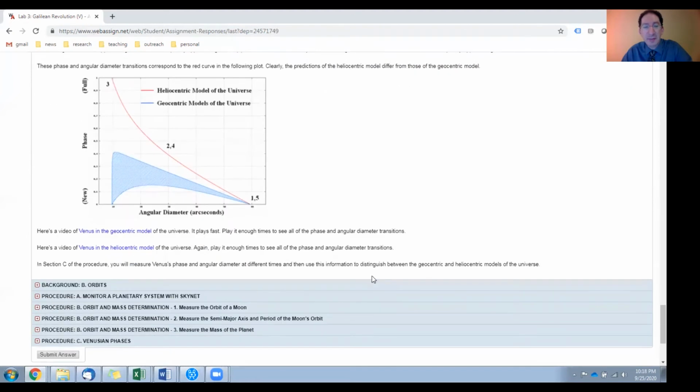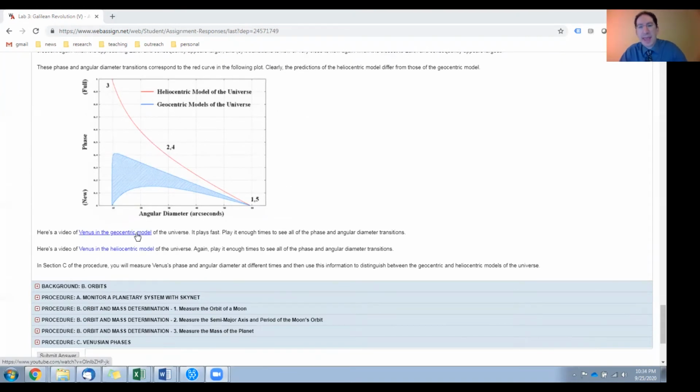So in part C of this lab, you will be measuring the phase of Venus and the angular diameter of Venus for various points in its orbit, and you're going to see where those measurements fall on this plot. If they fall in the blue region, we live in a geocentric universe. If they fall on this red curve, we live in a heliocentric universe. And here we have a couple links animating Venus as it moves about its orbit in the geocentric model and in the heliocentric model. So you can see how the phases vary and how the angular diameters vary and how they vary in concert. Okay, let's move on to the second background section.